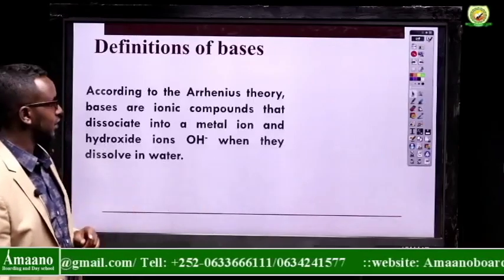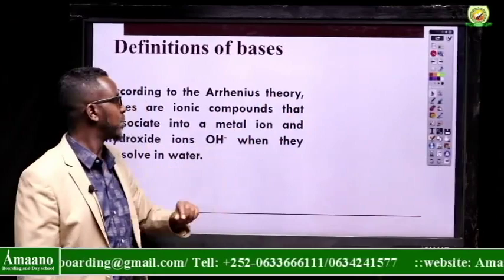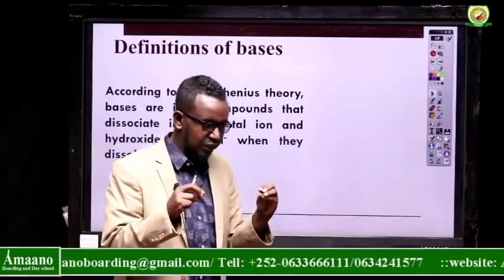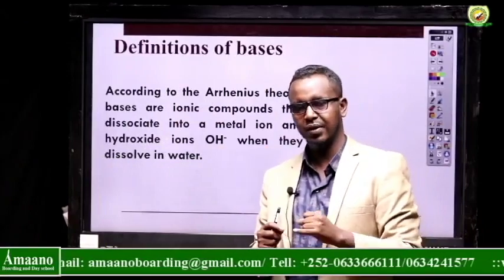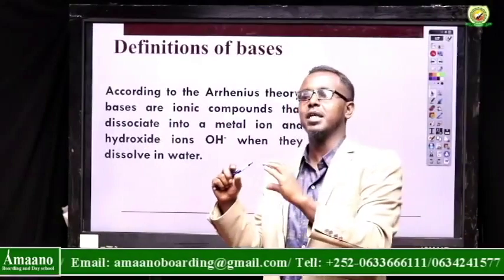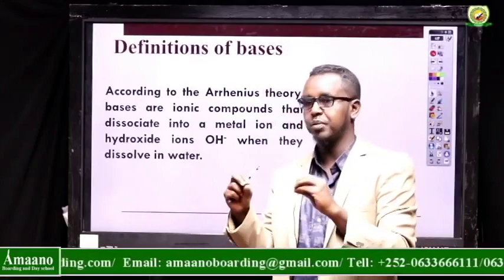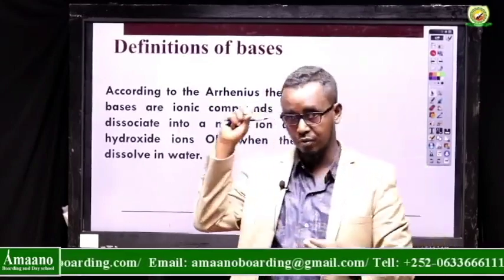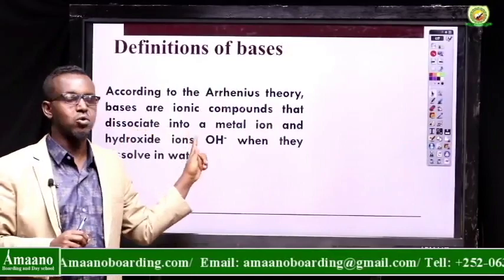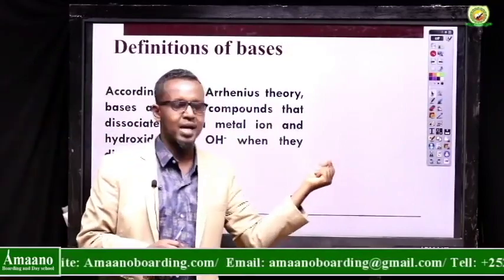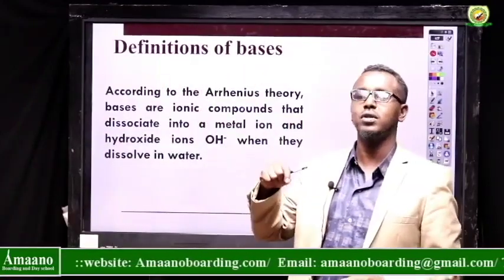This is the definition of Arrhenius, his theory towards bases. He said bases are ionic compounds. That's number one. When I say ionic compounds, there are some exceptions. For example, ammonia is a base, but it is not an ionic compound. So we have some exceptions, but generally, bases are ionic compounds. These ionic compounds dissociate, ionize into metal ion and hydroxide ion when they dissolve in water.